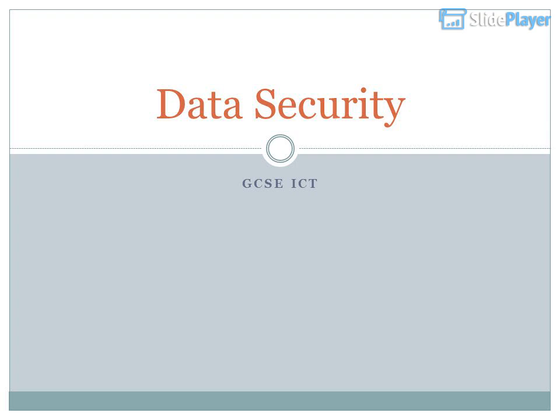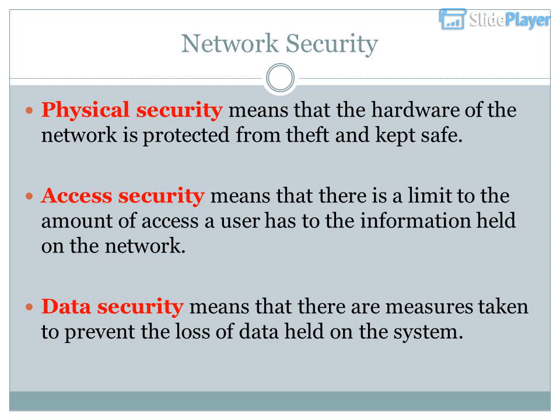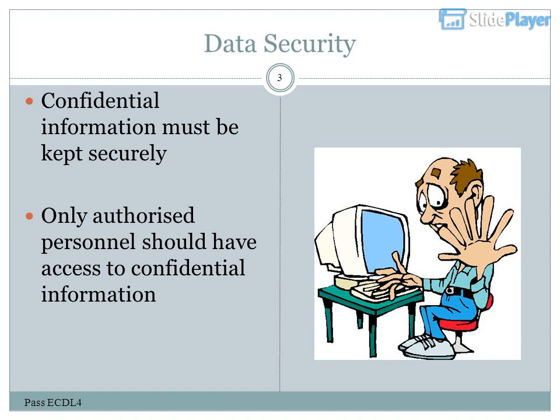GCSE ICT. Network security. Physical security means that the hardware of the network is protected from theft and kept safe. Access security means that there is a limit to the amount of access a user has to the information held on the network. Data security means that there are measures taken to prevent the loss of data held on the system. Confidential information must be kept securely. Only authorized personnel should have access to confidential information.